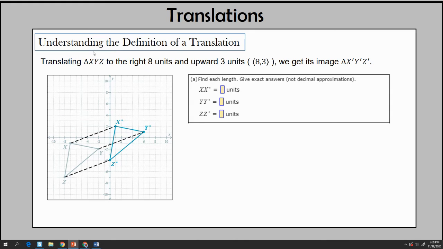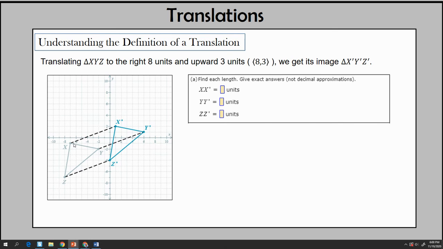All right. The final question here is just understanding the rules and what has happened here. So what they've done in this question is taken triangle XYZ and translated it over here to get X prime, Y prime, Z prime. Now the translation is 8 units to the right and 3 units up. So that would be (8, 3). The first question says find the length of each of these distances and give exact answers, no decimals.